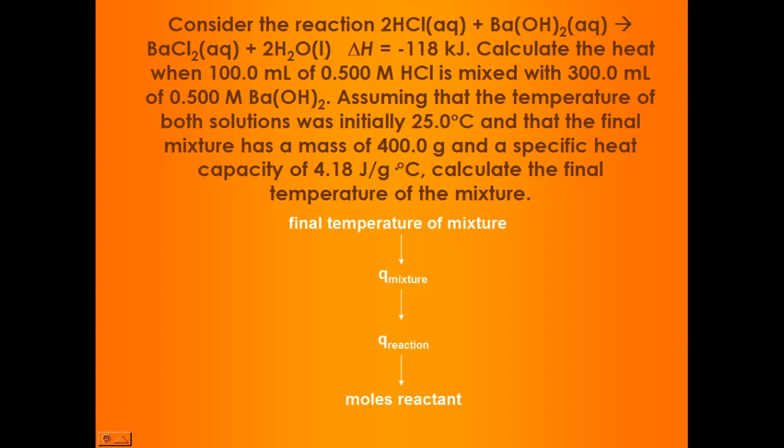We have a Q value in terms of that delta H. That's specifically for our reaction, and because we want to find out about our surroundings, our mixture solution, we've got to use those to connect the two together. So we're going to work through this and actually go from the bottom arrow and work our way back up to the final temperature. So in order to find the moles of our reactants, we're going to multiply our molarities times our volumes once we convert our volumes into liters.